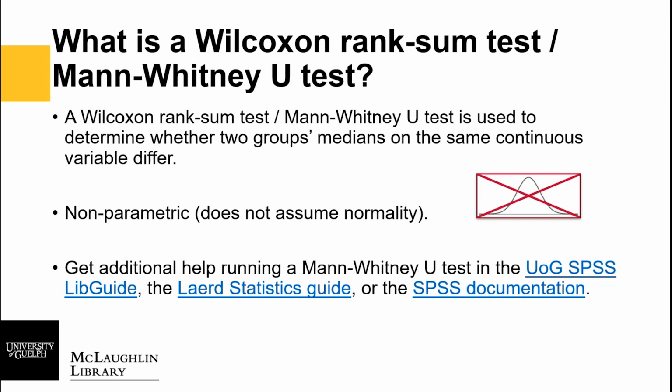This test does not assume normality. Your data do not have to follow this typical bell-shaped curve. So if you have run an independent samples t-test, but you failed normality in one or both of your groups, you should probably consider switching to the Mann-Whitney U test. And if you need some additional help running the Mann-Whitney U test, we have this in the U of G SPSS LibGuide. There's a layered statistics guide on this, or you can check the SPSS documentation for some more help.